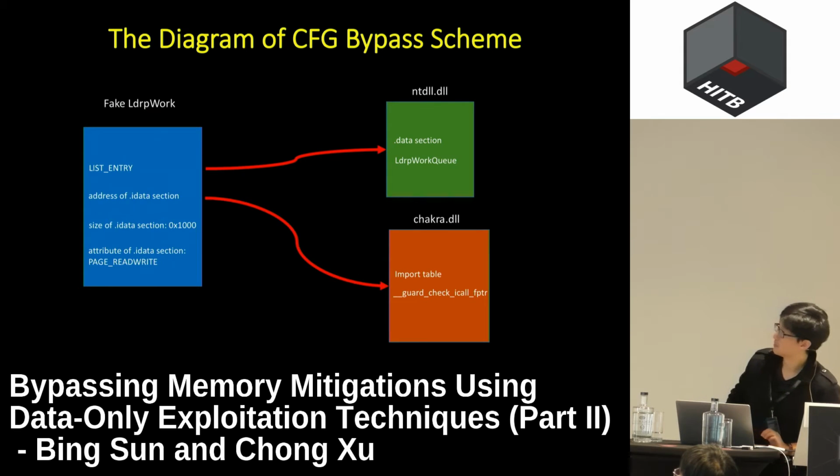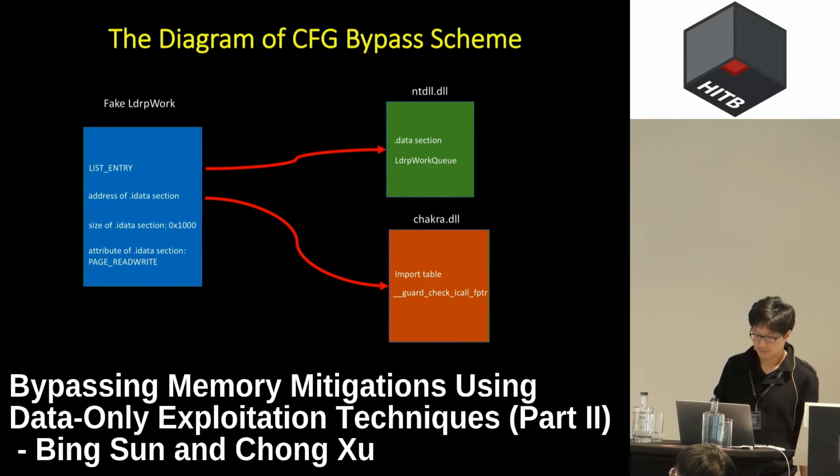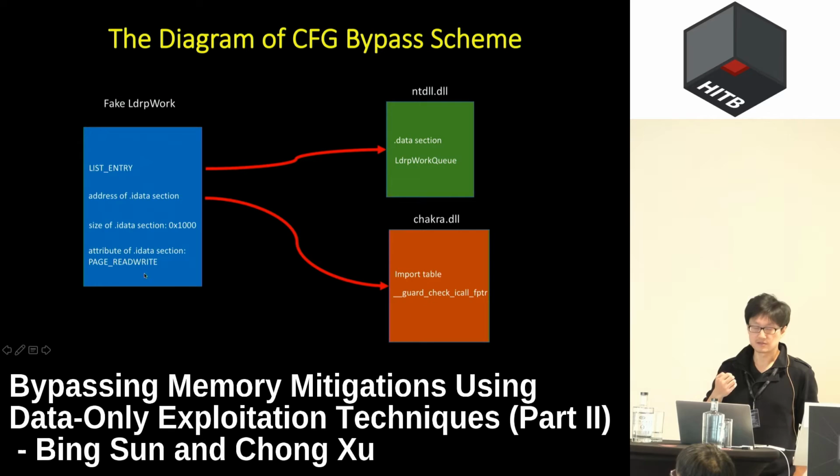Yeah, this is a diagram of this CFG bypass scheme. The blue object stands for the fake LdrpWork that we created in memory. And as you can see, the address of iData section points to the import table of chakra.dll. And the attribute we specified is page read and write. So this LdrpWork actually requests the OS module loader to change the memory attribute of chakra's import table to the one we specify, in this case, page read write.